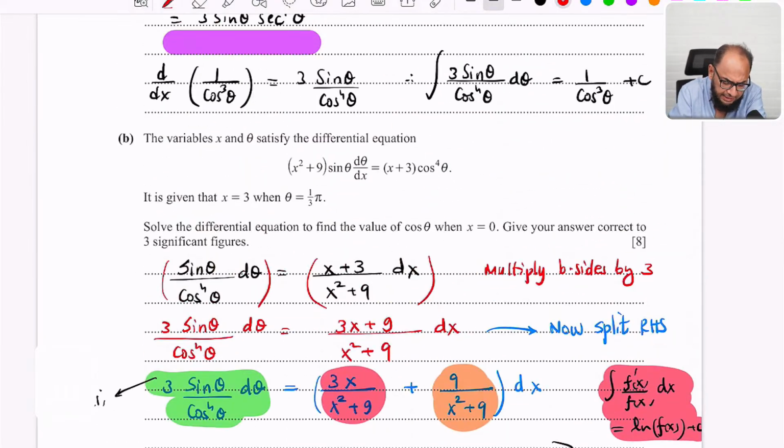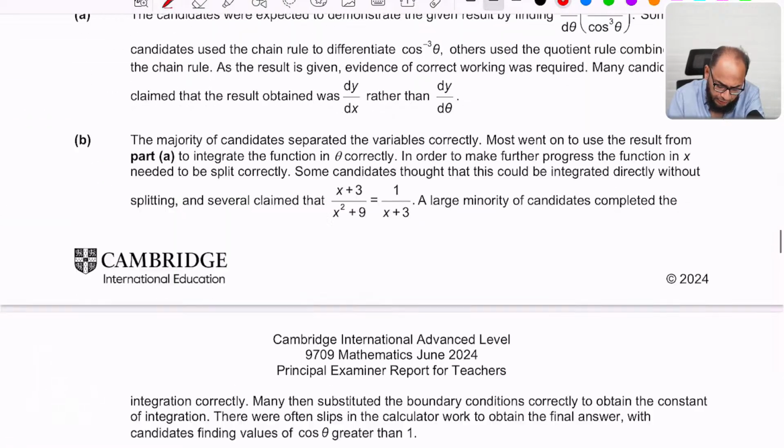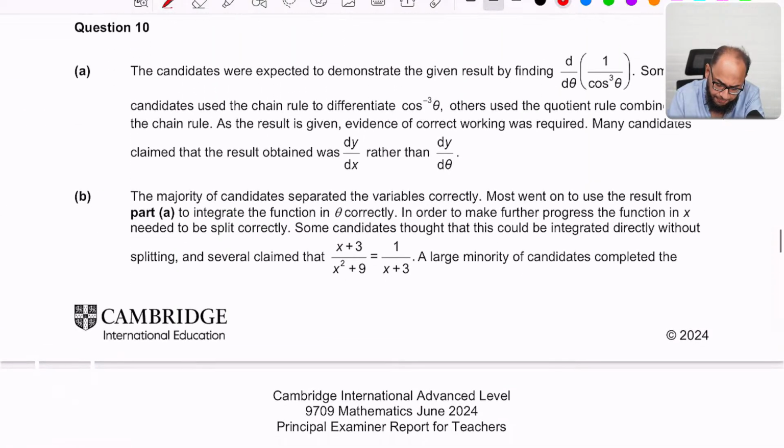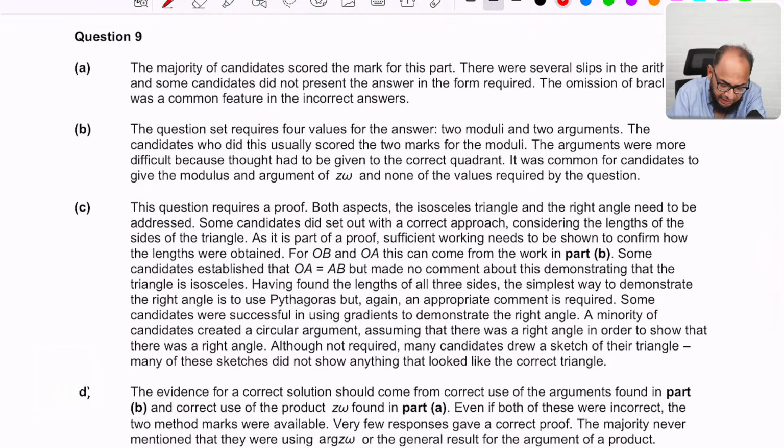We have a few minutes. Let me just go over this thing. And over here, I think worthwhile was this question, which is question number 9, which is complex numbers. So let me just focus on complex numbers.